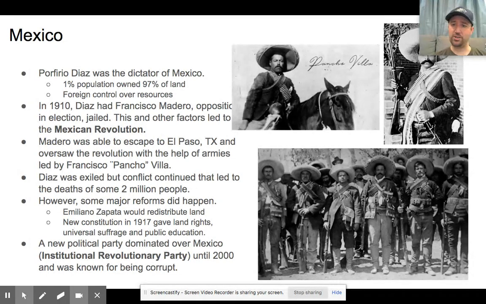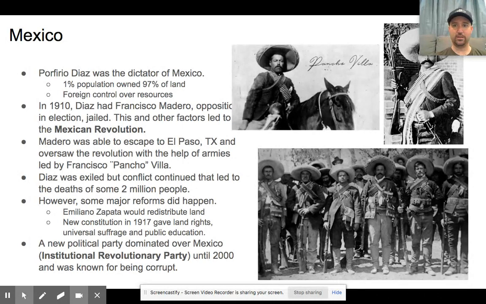But there are some major changes that come about. A revolution means there's a lot of change, right? Some of the major reforms that did happen: one of the revolutionary leaders, Emiliano Zapata, would end up redistributing land rights more equally amongst the people of Mexico. There's a new constitution that comes about in 1917 that gives people land rights. It gave people universal suffrage. It also establishes public education. So some good stuff comes out of this, but the conflicts themselves were pretty deadly.